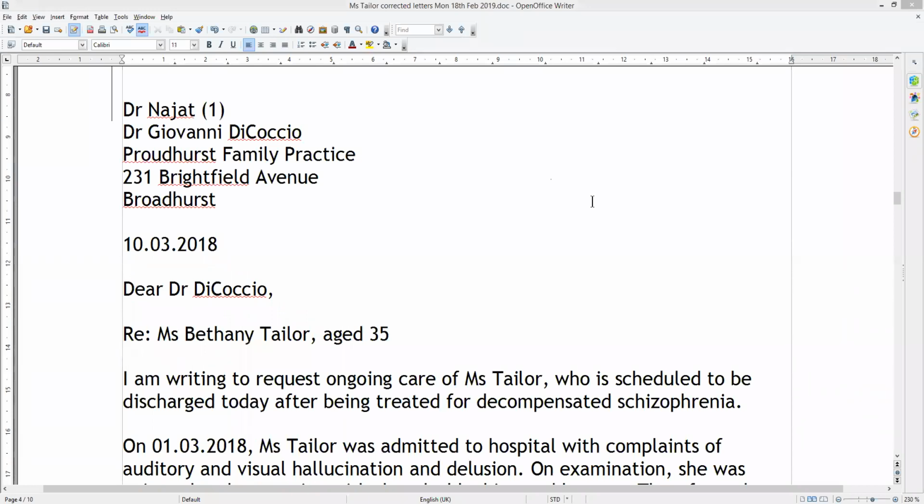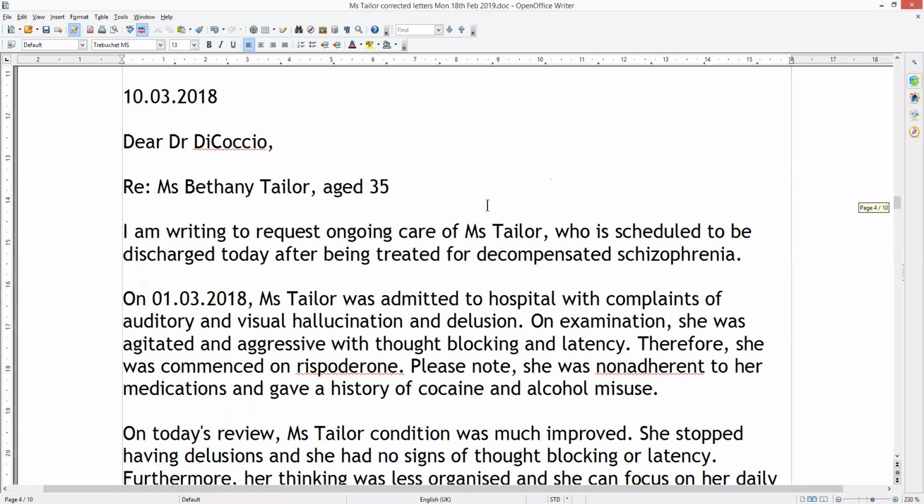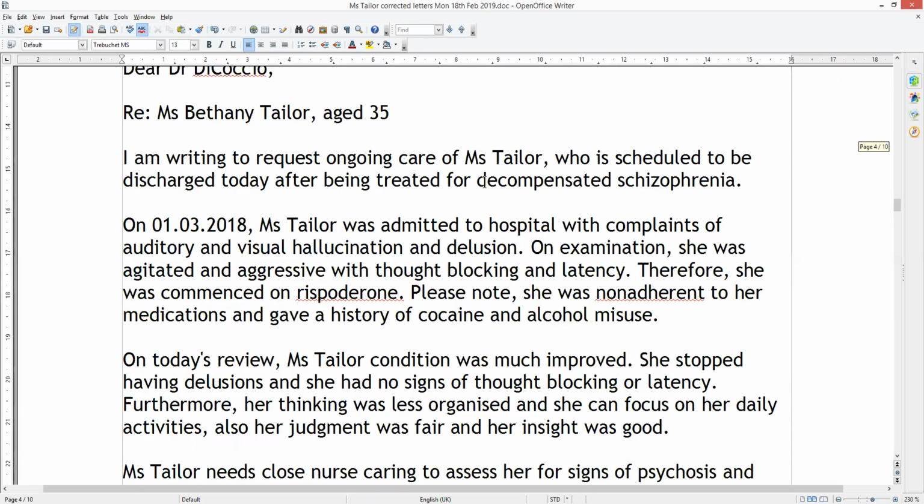Yeah? Right. Miss Bethany Taylor is for ongoing care. Miss Taylor, who's scheduled to be discharged, had decompensated schizophrenia. Okay. Miss Taylor was admitted to hospital with complaints of audiovisual hallucination and delusion. Now, the warder was asking before if it's complaints or a complaint. Well, here you've got more than one symptom, so complaints. On examination, she was agitated and aggressive. Please note she was non-adherent to medications and gave a history of cocaine and alcohol misuse.